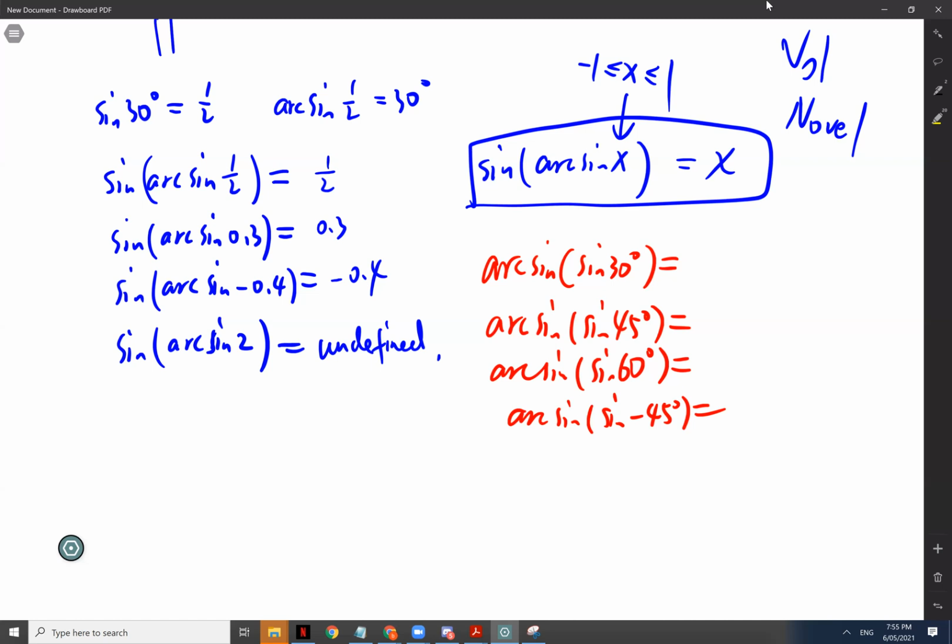What's sine 30? It's half. What's arcsin half? Sine 30. The first one is just 30 degrees. Ellie, the second one. 45 degrees. Very good. Jenny, next one. 60, 45. Katrina, last one. -45. Good.